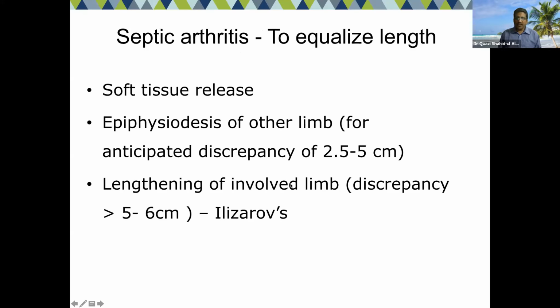If you want to equalize the length, the options are soft tissue release, epiphysiodesis of the other limb if the anticipated discrepancy is about 2.5 to 5 centimeters by the skeletal maturity age, or you can go for lengthening of the same limb if the discrepancy is more than 5 to 6 centimeters. Definitely Elizarov will help us a lot at that time.